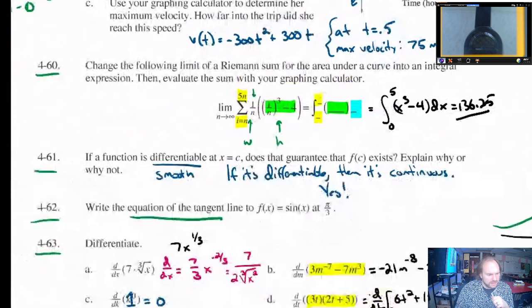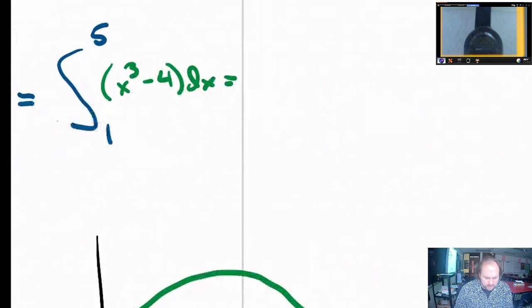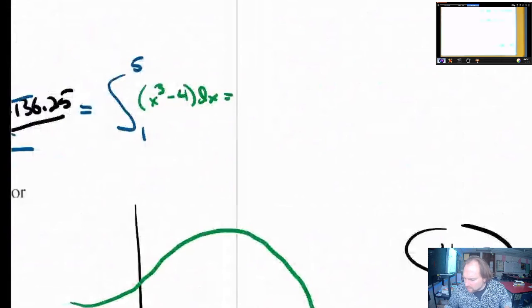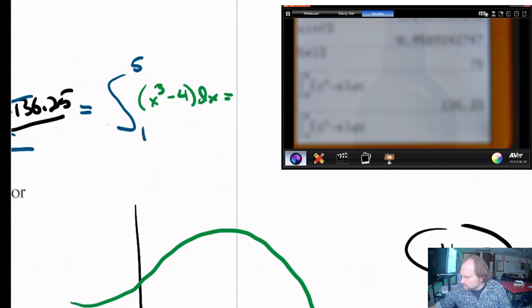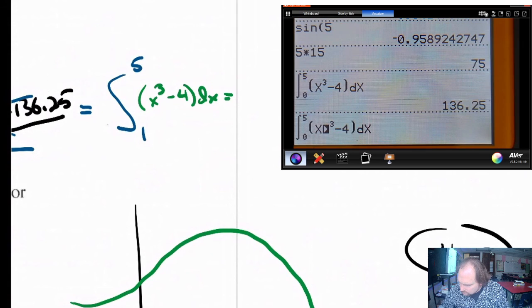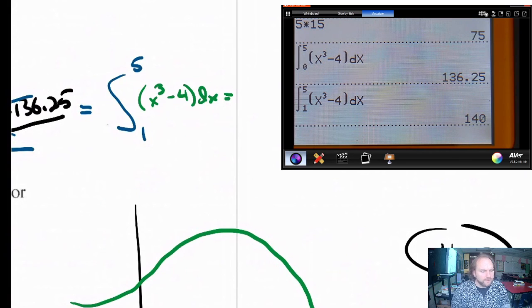Yes. I like that answer quite a bit. Oh, you're not seeing what I'm seeing. There you go. I like this answer a little bit better. So if I go back and evaluate that same integral on the calculator, but change the 0 to a 1, looks like we'll have 140. That's a pretty more reasonable answer too, but that's it.